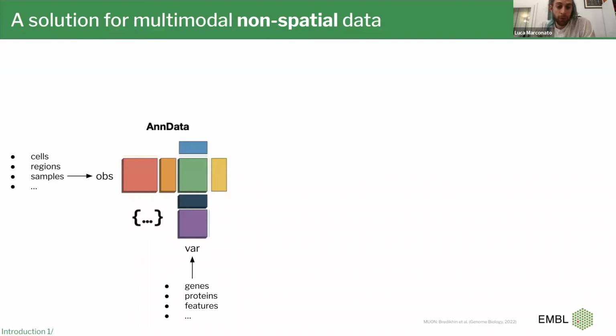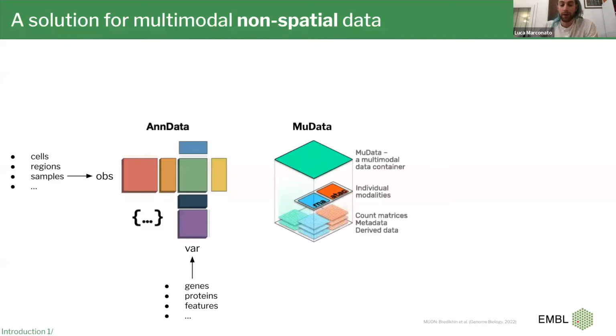Extending this to multimodality required a different design, and a new data structure was recently proposed as a way to encapsulate multiple AnnData single-modality objects in a larger container that inherits all the advantages of AnnData, but allows you to store annotations and metadata also at the outer level of the hierarchy. So now you can have modality-level information and also global information.